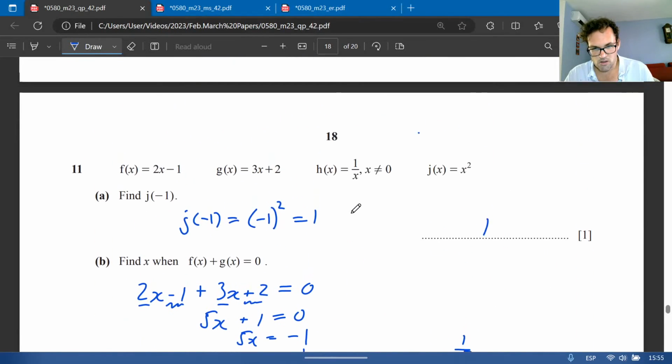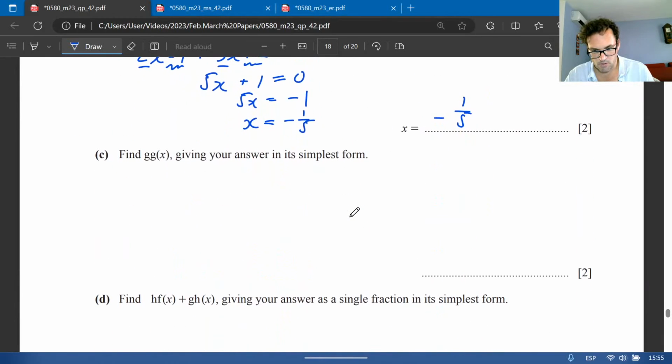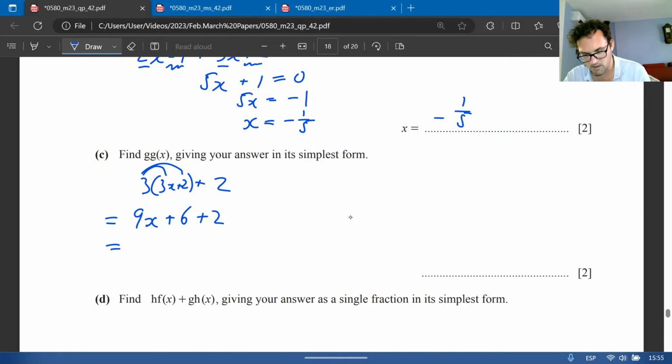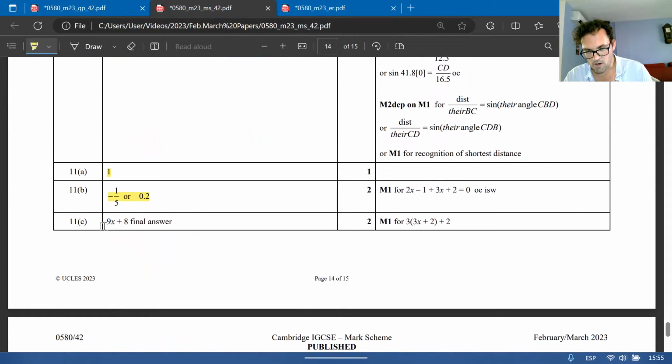Next one, the function g, 3x plus 2. And then where the x is, we need to put the function g. So we put g into g. Expand the brackets. 3 times 3x is 9x. 3 times 2 is 6. There's a plus 2 hanging around at the end. Added to the 6, we get 9x plus 8. So far, so good.